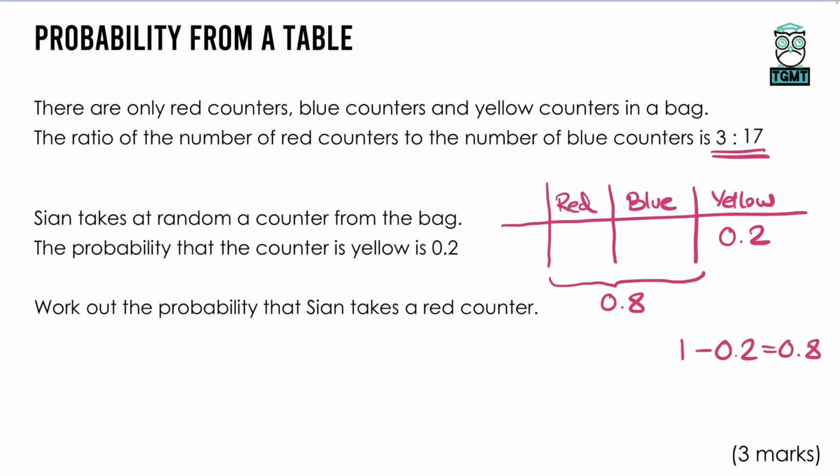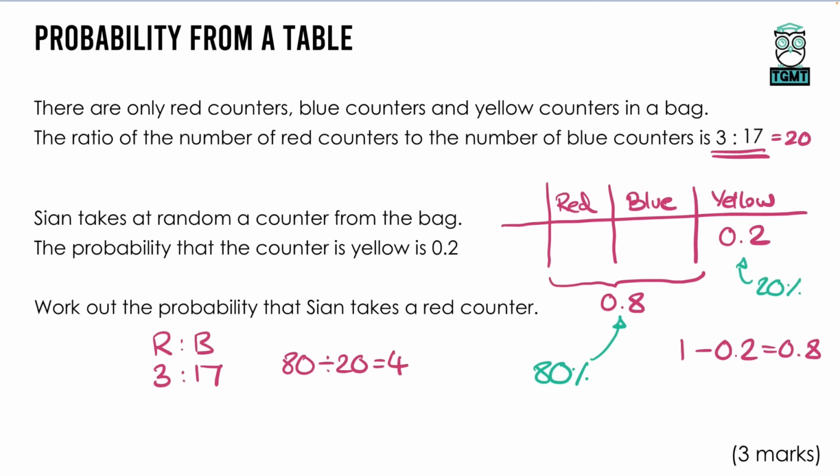Now it may or may not help you to do this sort of next numerical calculation, but remember these decimals here are just percentages. So that's 80% that's left, and this 0.2 is 20%. So we have 80% that needs to be shared in the ratio 3 to 17. And once you write it as a percentage, that's actually not too bad because it's 80 that needs to be divided by 20 because there are 20 parts there in total. So if I want to share this out, we've got red to blue. It's currently in the ratio 3 to 17, which is 20 parts. So 80 divided by 20 is 4 parts, or 4 per part.